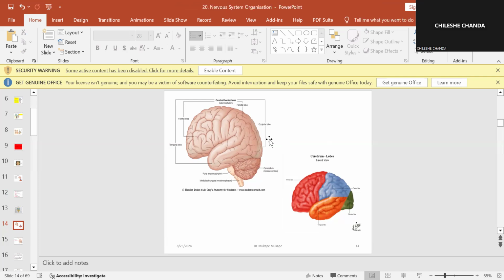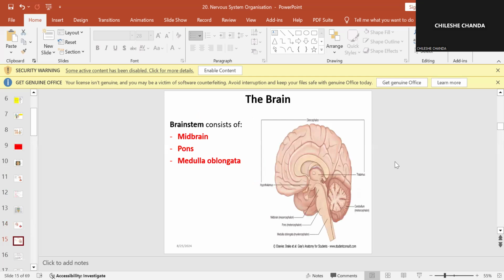As you go towards the posterior aspect of the frontal lobe, you're going to find the parietal lobe, which is just under the two parietal bones. And then we have the occipital lobe at the back here, which is just under the occipital bone. And on the lateral aspect, you are going to find this wing of the brain known as the temporal lobe. Those are the lobes of the brain.